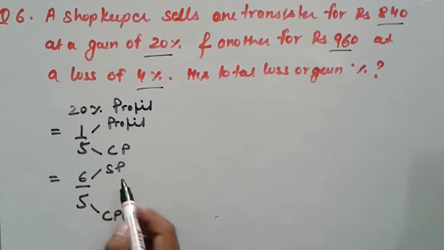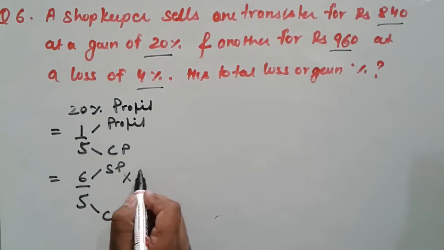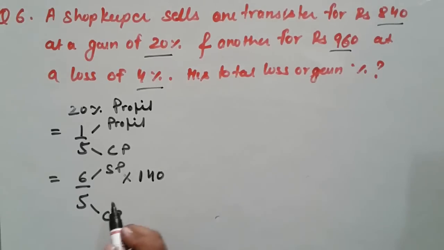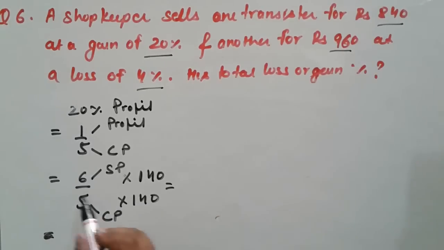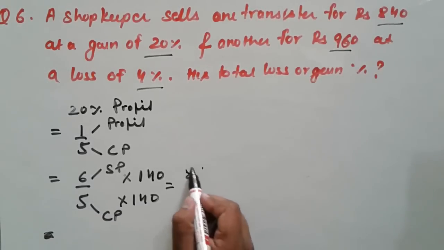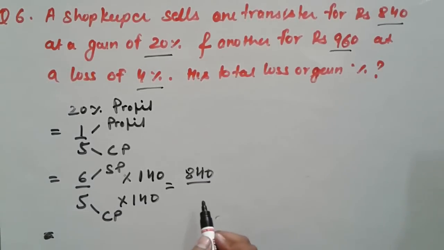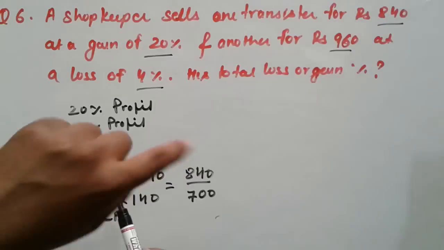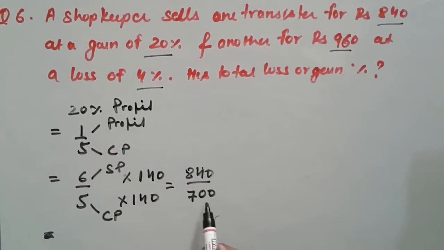So multiply this 6 by 140, since 6 times 140 is 840. So multiply numerator and denominator by 140. It will become 6 times 140, 840, and in the denominator it will become 5 times 140, 700. Okay, when SP is 840, our cost price is 700.